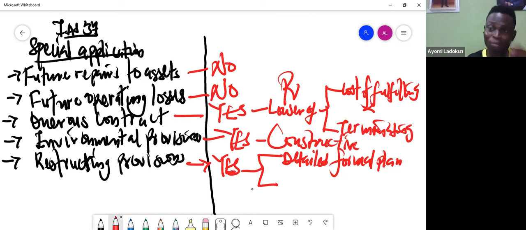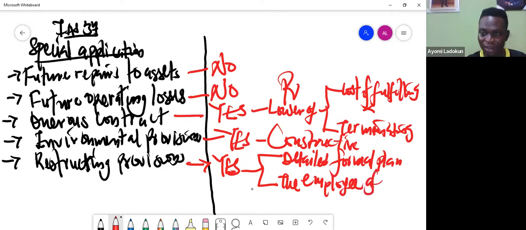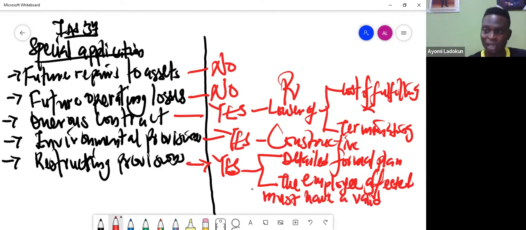That's one. And number two, there must be a valid expectation from the employees affected. So let me write it this way: the employees affected must have a valid expectation. The employees affected must have a valid expectation that the restructuring will be carried out, either because it has started or it has been communicated to them.